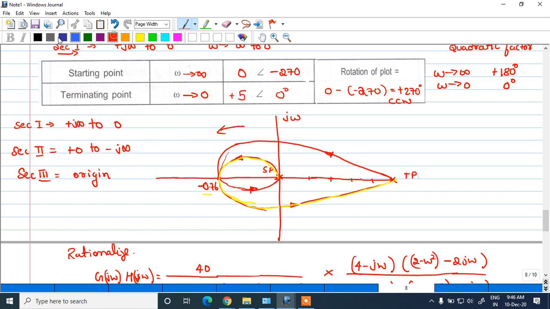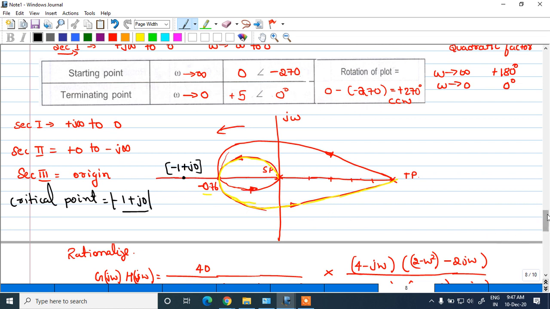And the critical point, let me mention here. The critical point is minus 1 plus j0. If I mark this particular point, this is minus 0.7, so this particular point will be minus 1 plus j0, nothing but minus 1. And here you can notice that my Nyquist plot is not even near minus 1. It is not encircling minus 1. So then I can make a statement that the system is stable. So that will be my condition.